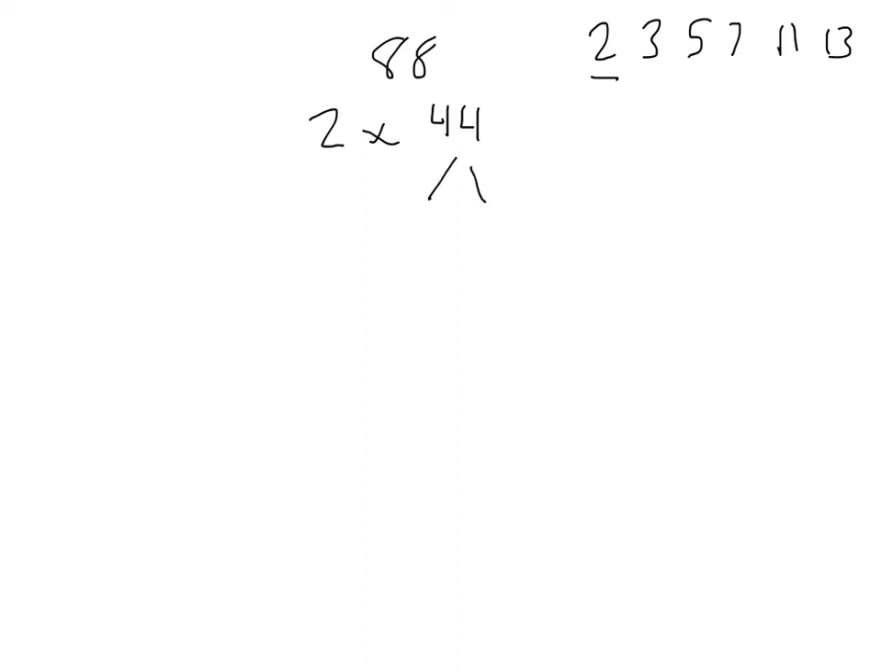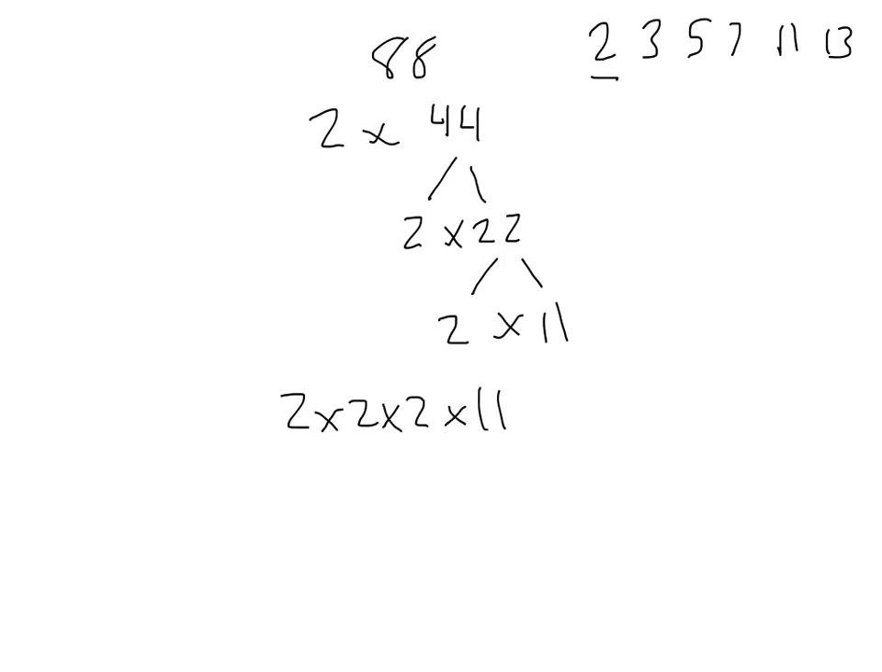So continuing again, will 2 go in there? It will. 2 times 22. Will 2 go in there? It will again. 2 times 11. And now all of those numbers are prime. So I have 2 times 2 times 2 times 11 is my prime factorization.